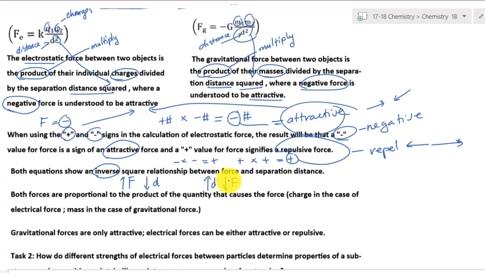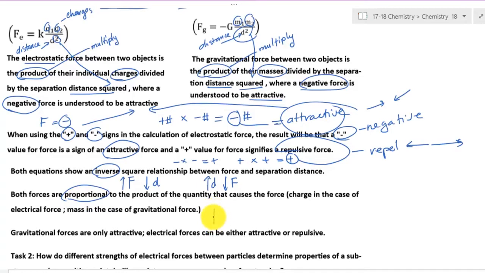It makes sense. Then another thing that we have to realize is that both forces are proportional to the product of the quantity that causes the force: charges in the case of electrical force, mass in the case of gravitational force. What does the word proportional mean? That means if one goes up, the other one also goes up. If the other one goes down, the other one also goes down.